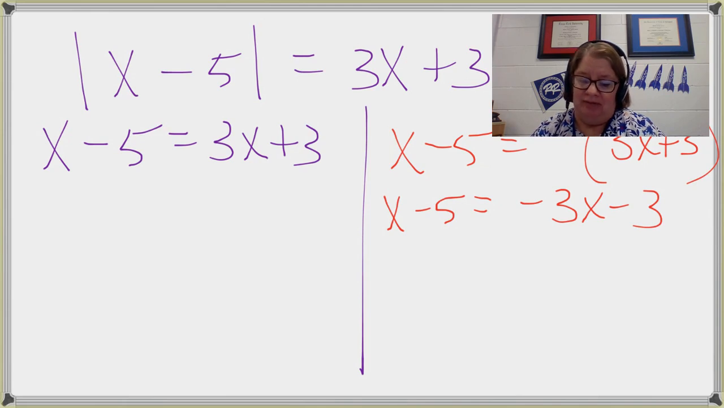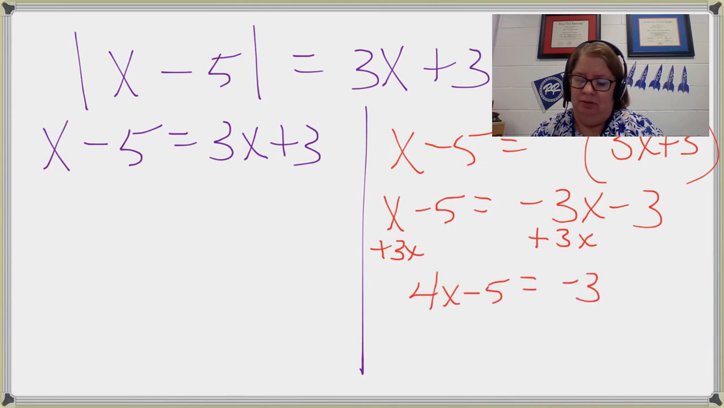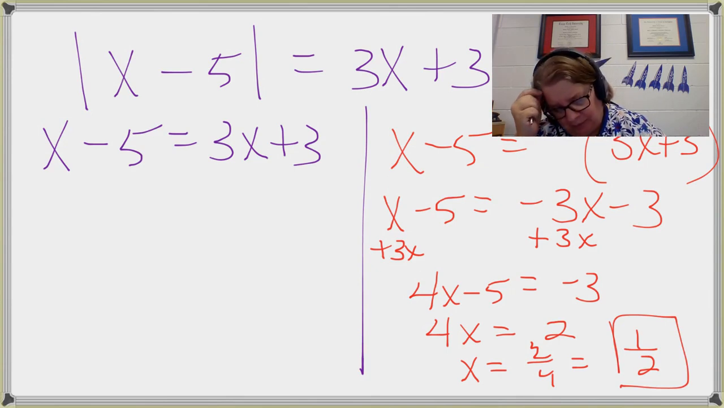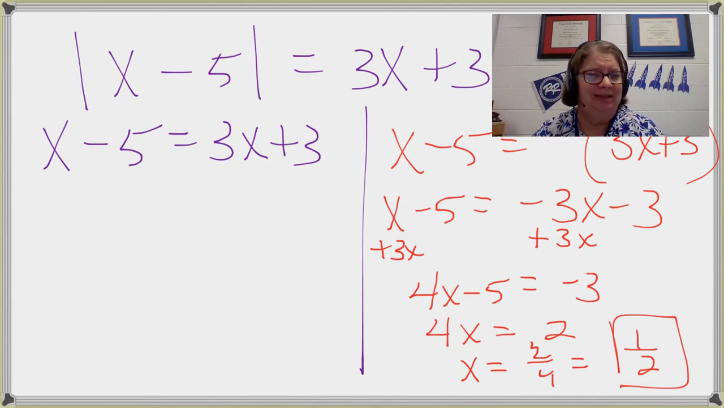Okay, now when I solve that, I have x's on both sides. So I'm going to add 3x and add 3x. And then add the 5. And divide by the 4. Now, if you're working on Pearson, we know that we could type this as 1/2 or we could do 0.5. It means the same thing.